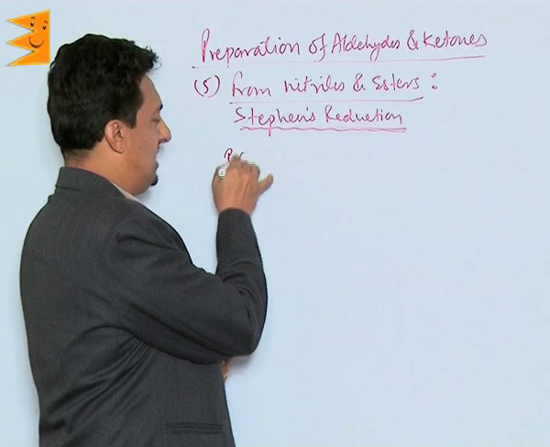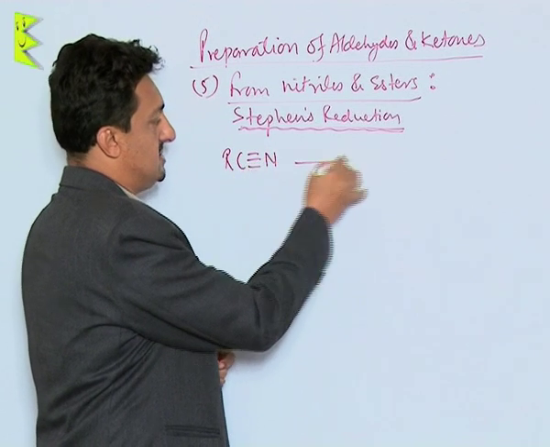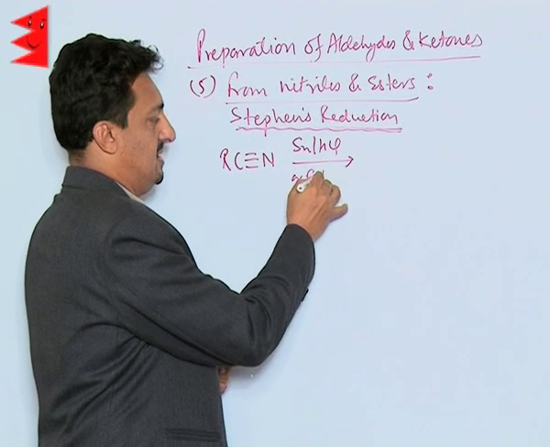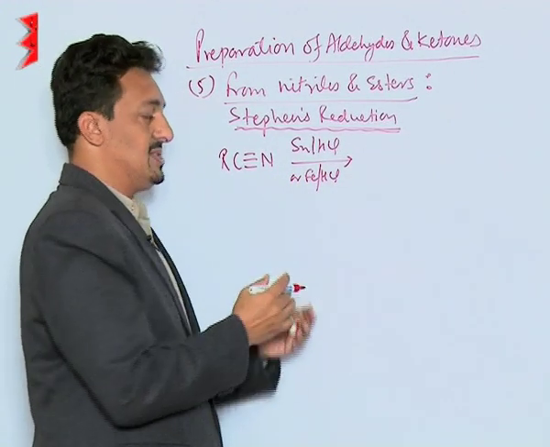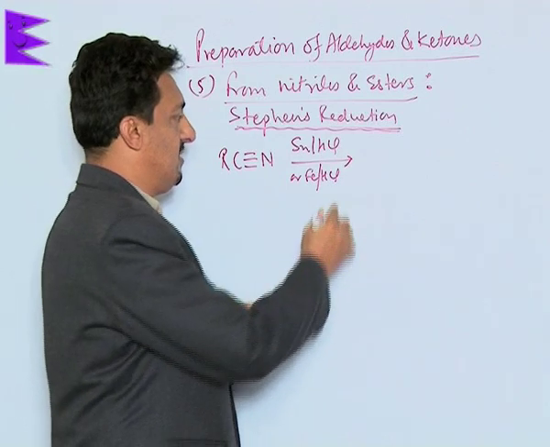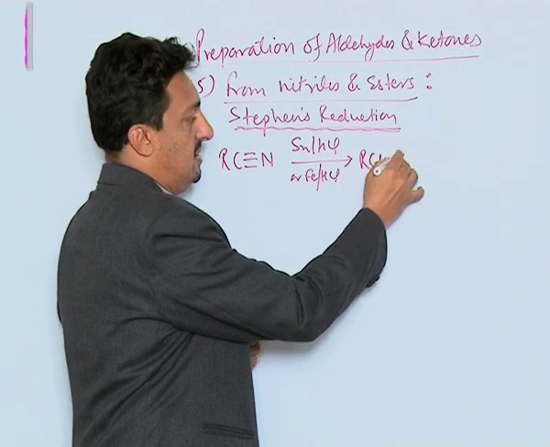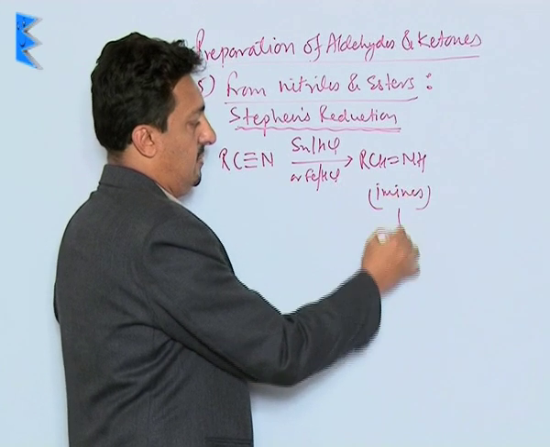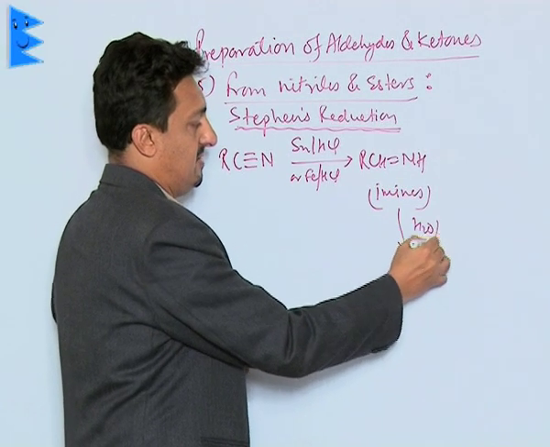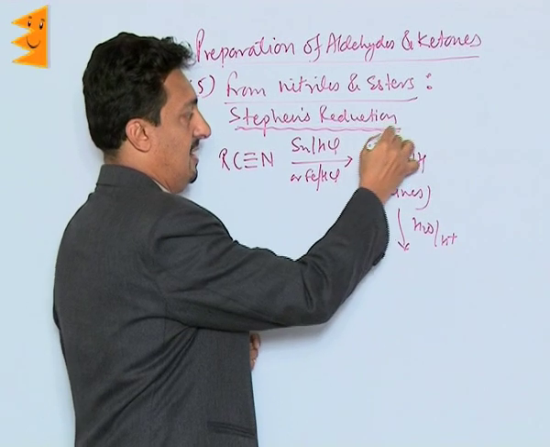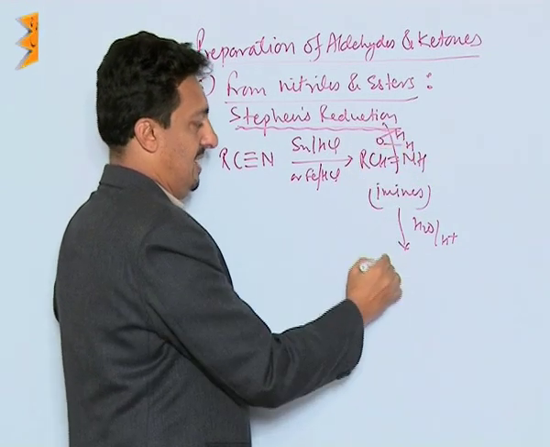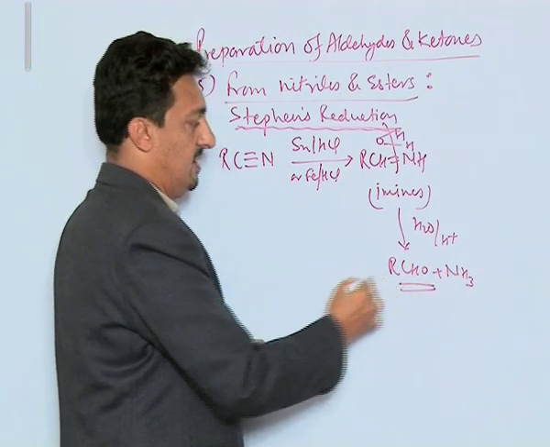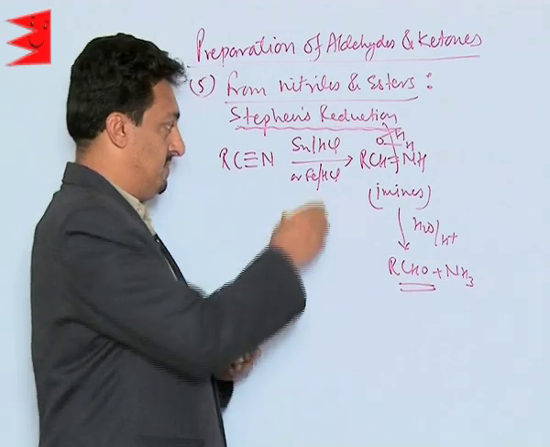When any alkyl cyanide is reacted with Sn/HCl or Fe/HCl, so it's a reduction in acidic medium, that leads to the formation of what? Imine. So imines are formed, which get hydrolyzed in acidic medium like this, they break like this to give the corresponding aldehyde and ammonia. It's a partial reduction.